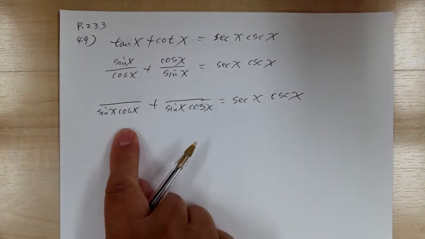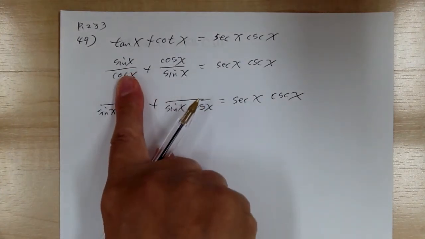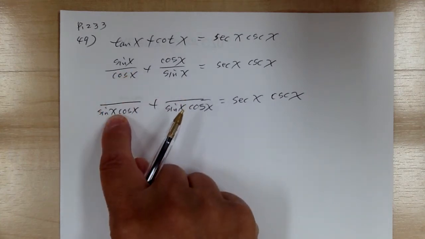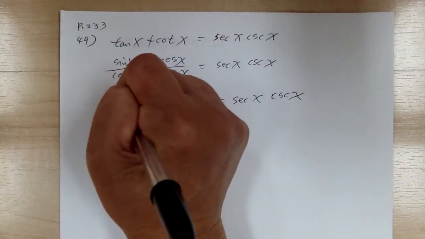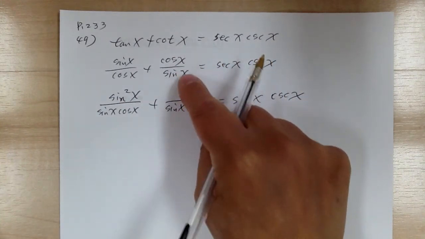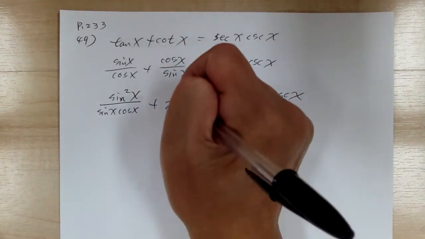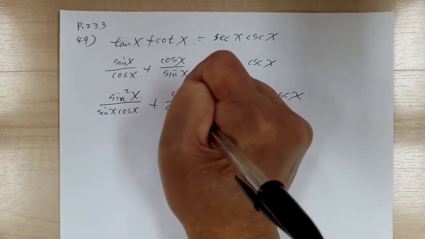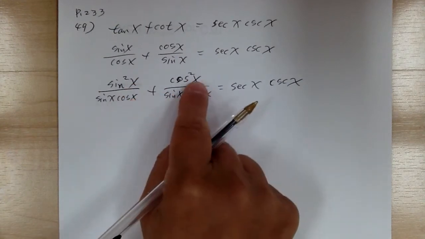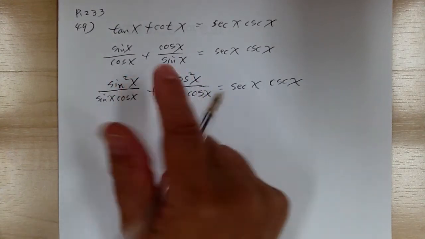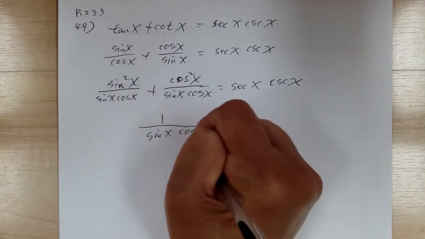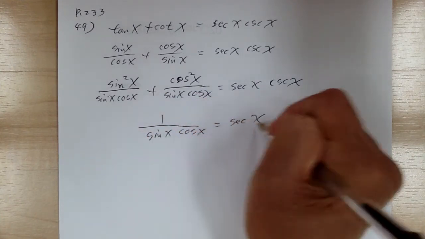Okay, so now I have to figure out what's on the top. So the cosine already matched, so this one from here to here, you need to multiply by sine x. So this will give you sine square x. Same thing over here. From here to here, you're missing cosine x, so you have to multiply by cosine x. So you're going to get cosine square x. Okay, so now you're ready to add this together. But if you notice, when you add this together, you're going to get 1. So this becomes 1 over sine x cosine x.